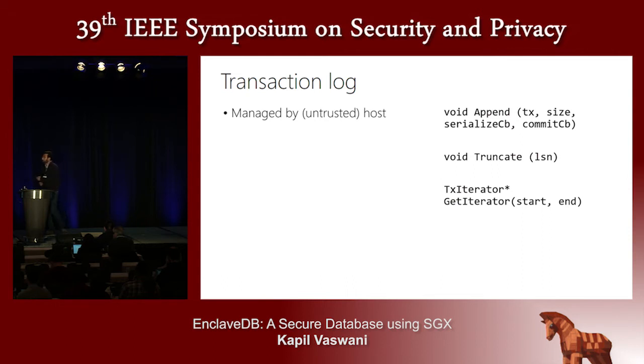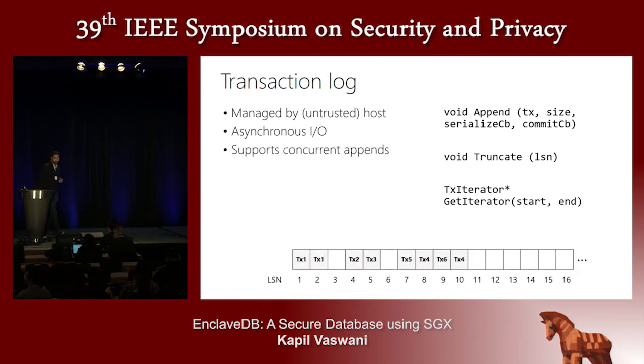The log also supports truncation for checkpointing, so you can truncate the log at some point, after you've written the state of the truncated log into a checkpoint file. Notice here that the logging is completely asynchronous. It's callback based, and the log supports concurrent append. So there can be many threads inside the enclave that are concurrently writing to this log.